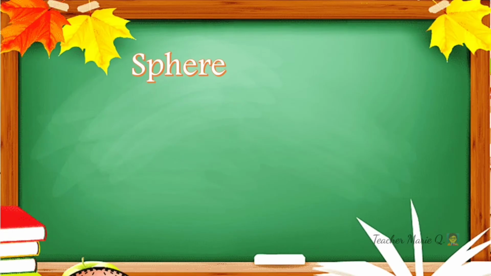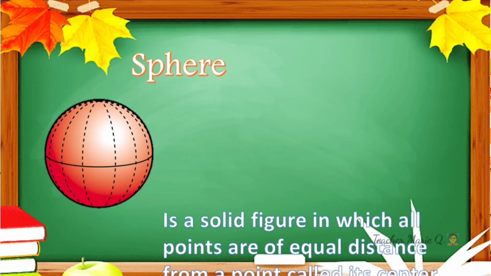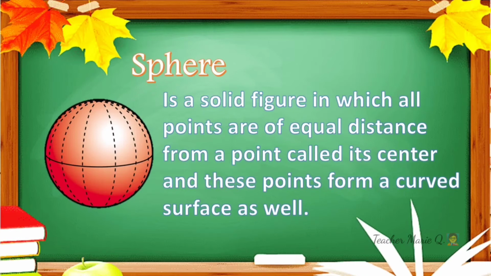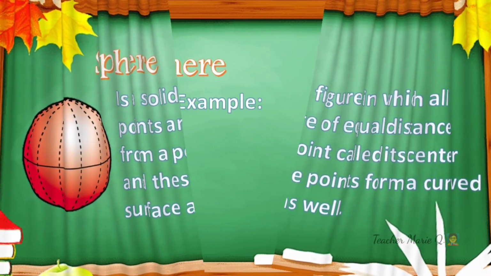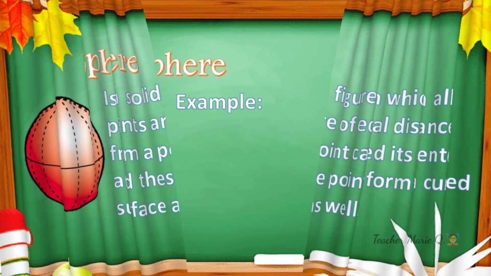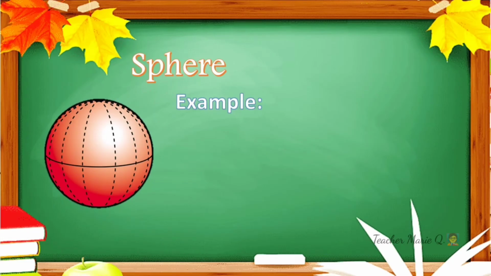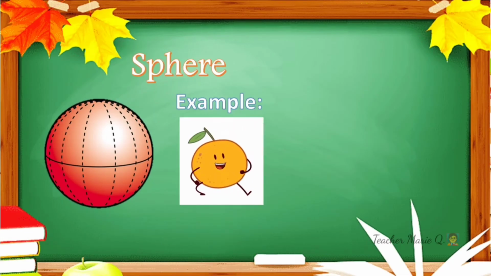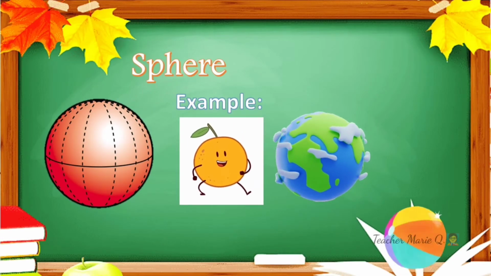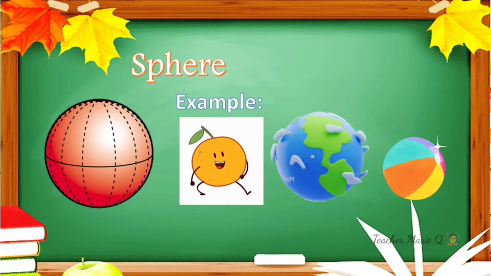Last solid figure is sphere. What is sphere? It's a solid figure in which all points are of equal distance from a point called its center, and these points form a curved surface as well. Sphere has no vertex, has no edge, and has no faces. What are the examples of sphere? We have here orange, globe, and beach ball.